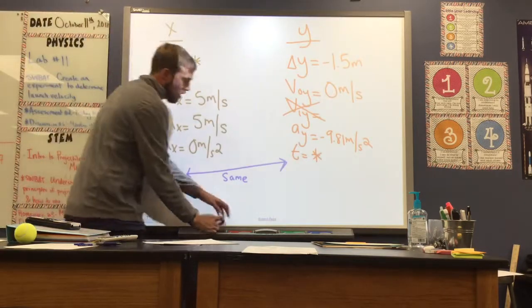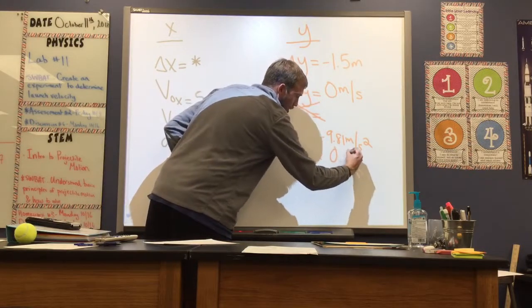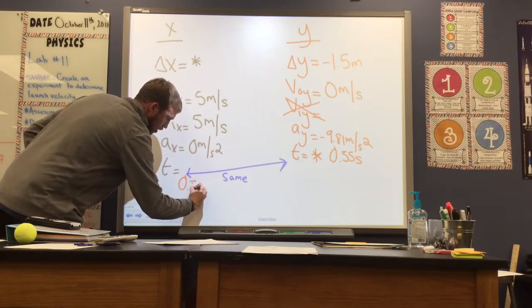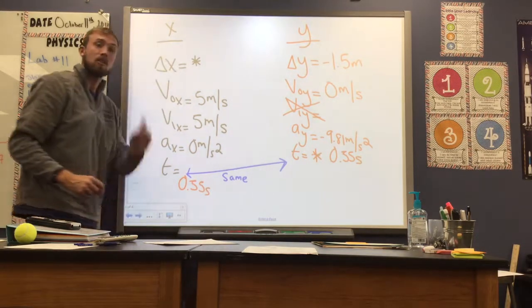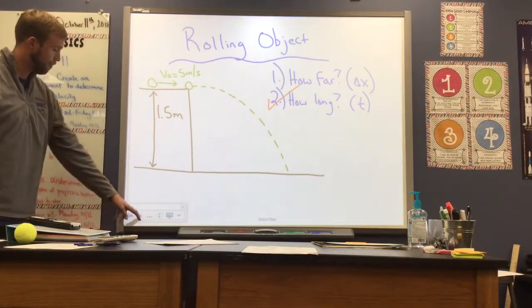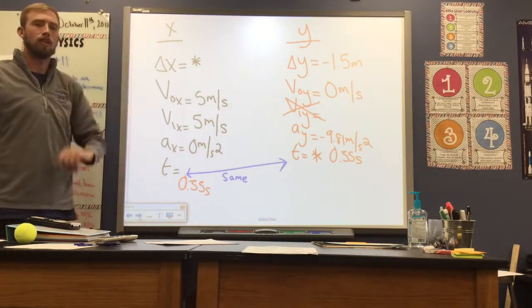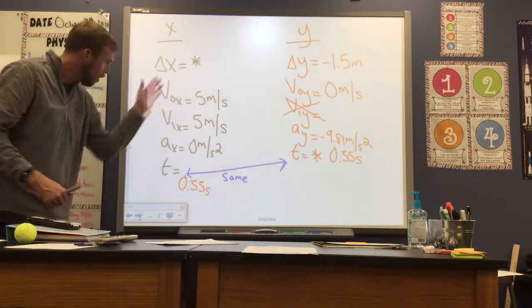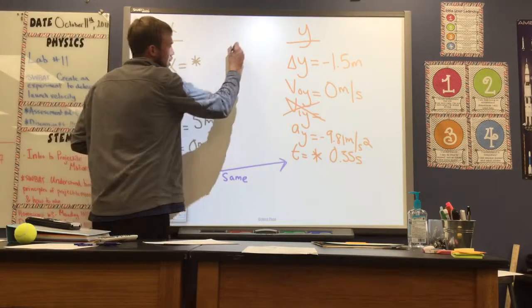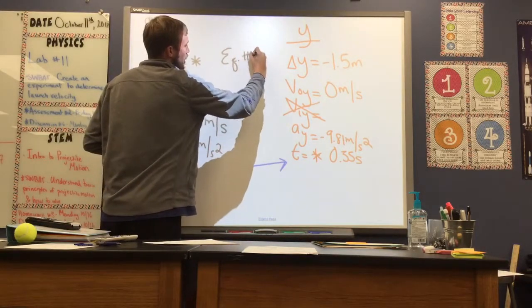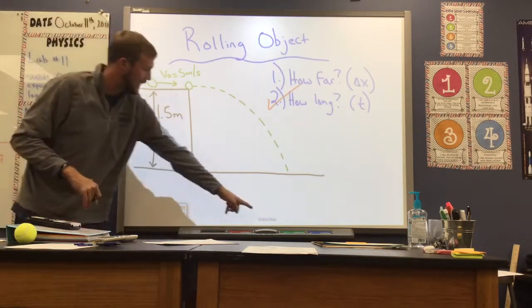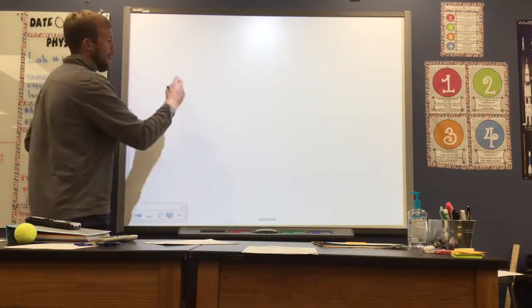So let's come back to our variable list. I'm going to write this in. T is 0.55 seconds, and that's going to be the same for both directions. 0.55 seconds. So that's the first part of our question. We now know how long our object's going to take to get there. The second part is that I want to find how far it goes. And one thing we discussed is that when we have 4 variables, we can probably use any equation to solve for that delta x. But equation 2 actually works the best because it becomes much more simplified in the x direction. So let's come back and look at equation number 2, see if we can find how far.